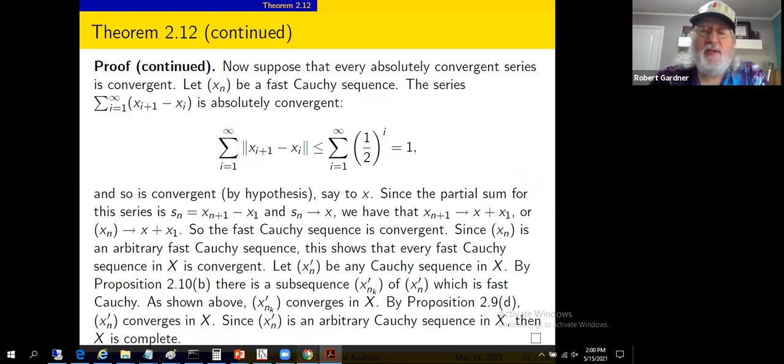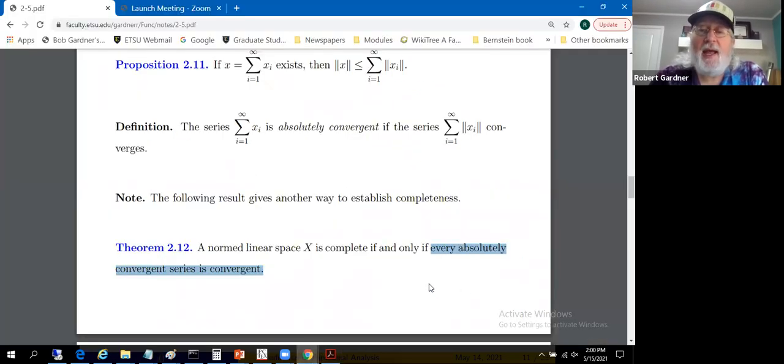So this gives an equivalence between completeness and behaviors of absolutely convergent series. And again, this is probably something you saw in senior level analysis.